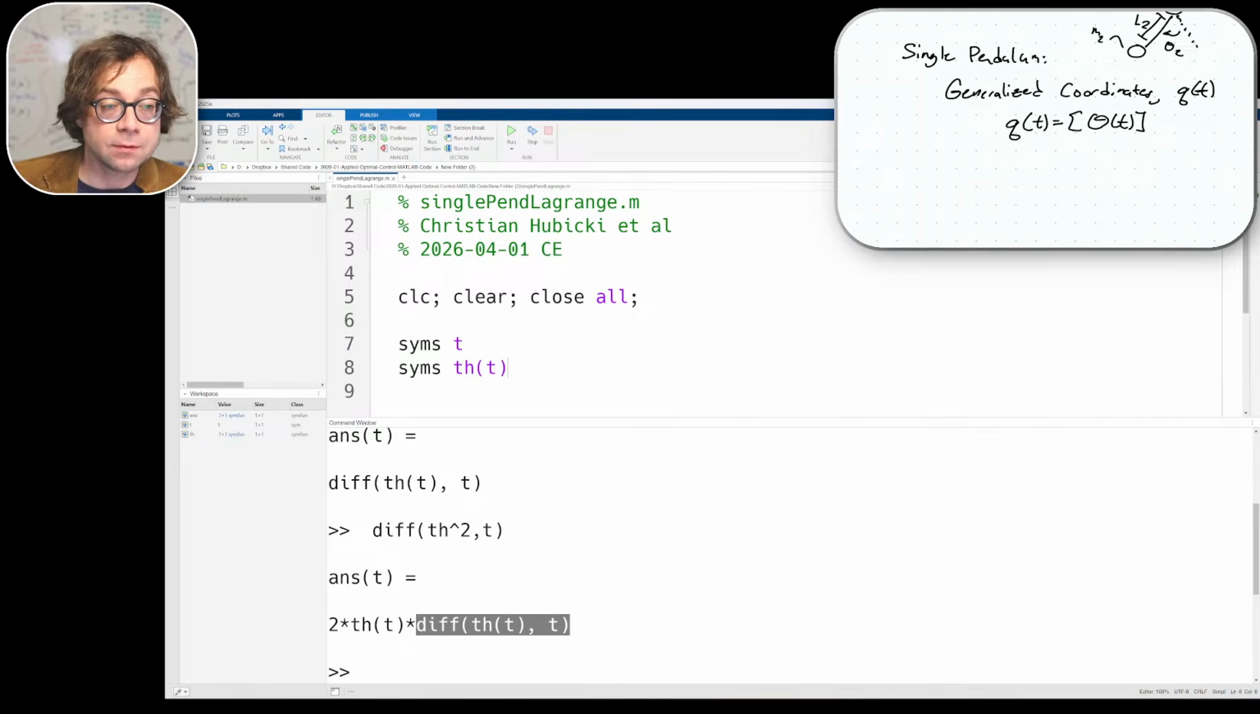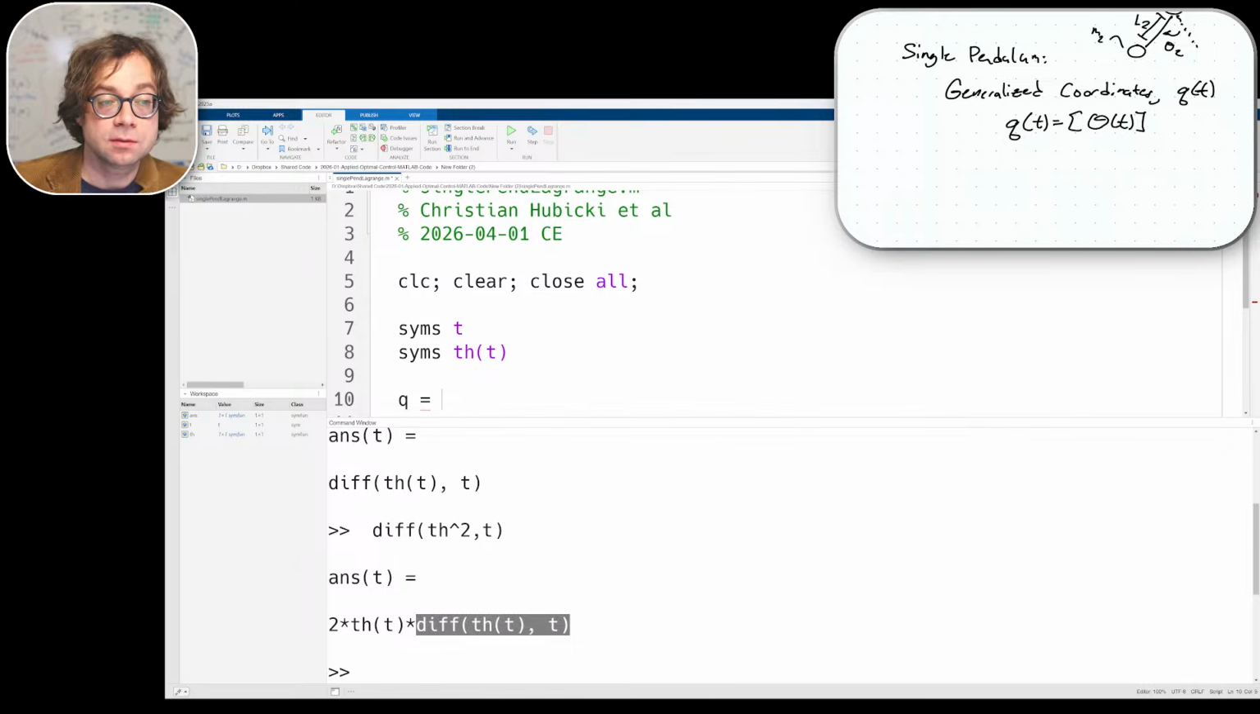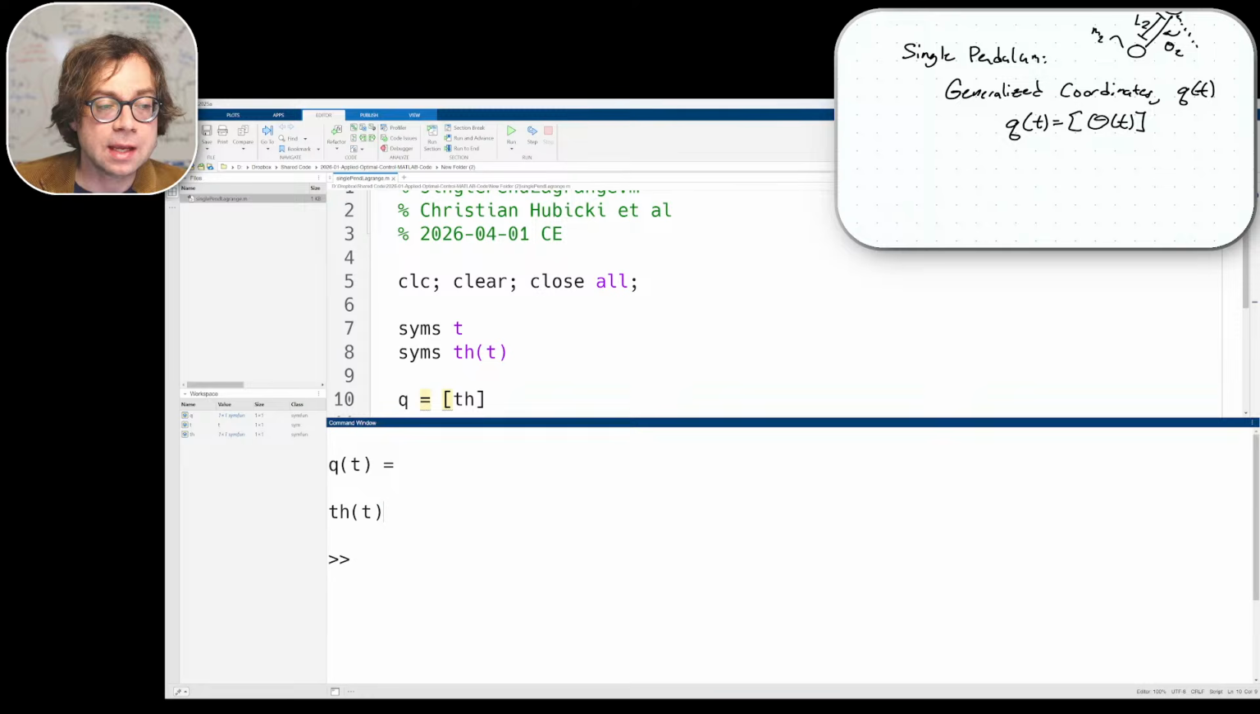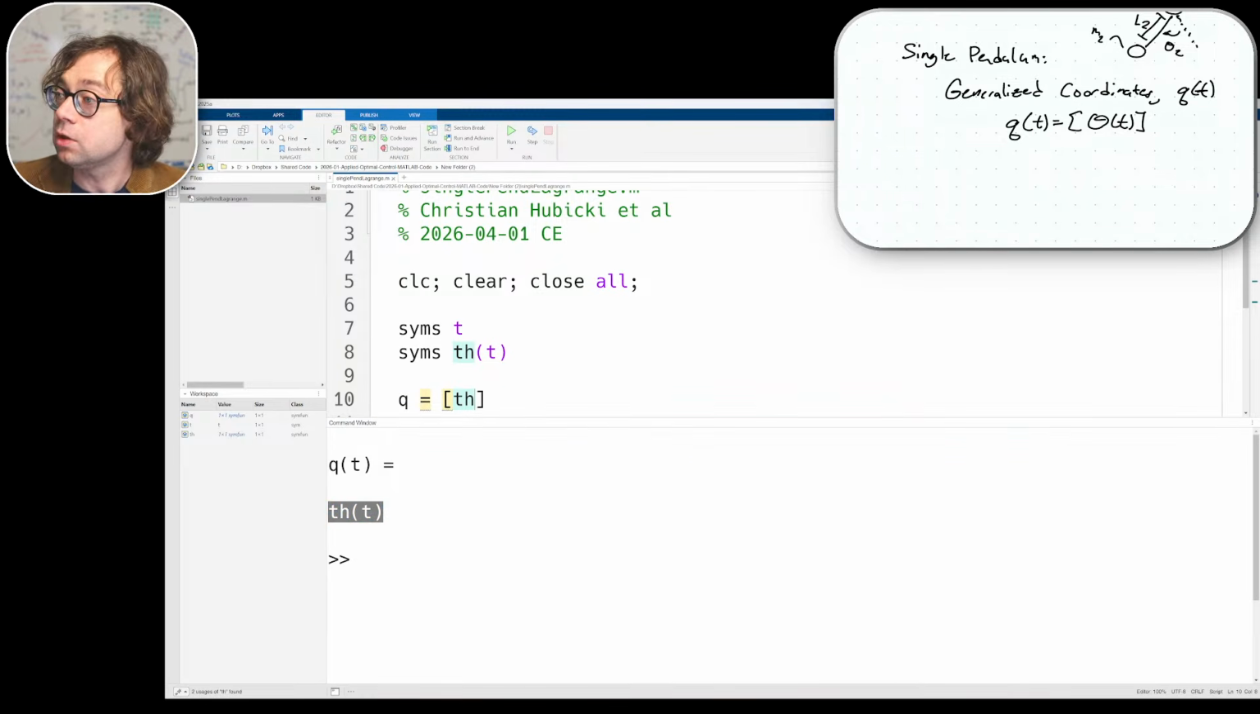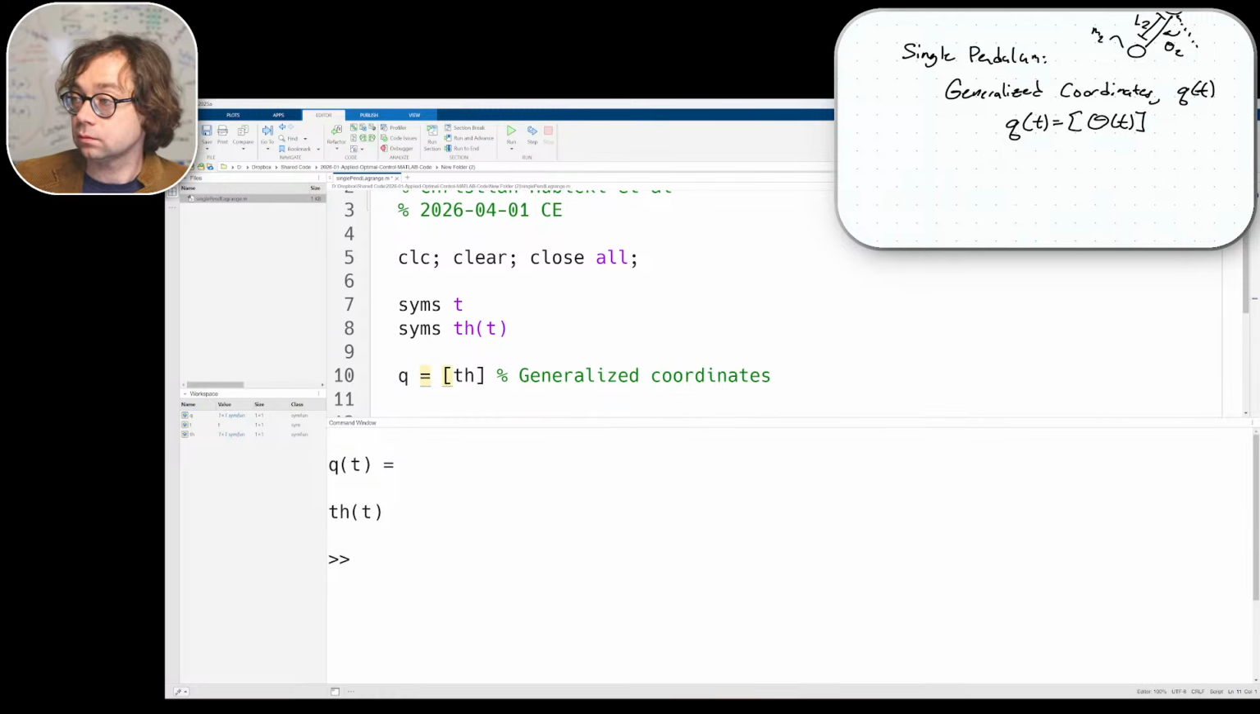Okay. And furthermore, I can say that q is a vector containing theta. And I run it. It says, okay, q is just a vector containing theta. And if I had multiple generalized coordinates, let's say, here are our generalized coordinates. Those are our generalized coordinates q. That's our first step. We've done our first step well.